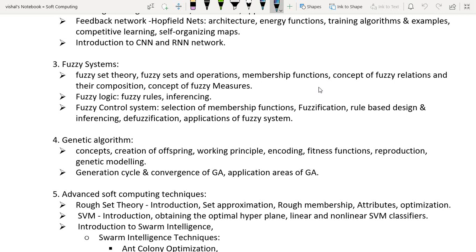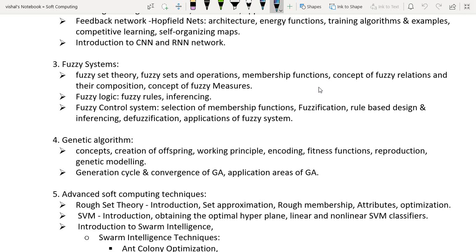Then we'll see what are the rules of fuzzy and what is inference engine. Then we'll talk about what is the control system of fuzzy, and then how do we select a membership function, what is fuzzification and defuzzification. Of course, both of these, fuzzification and defuzzification, are a reverse process to each other.